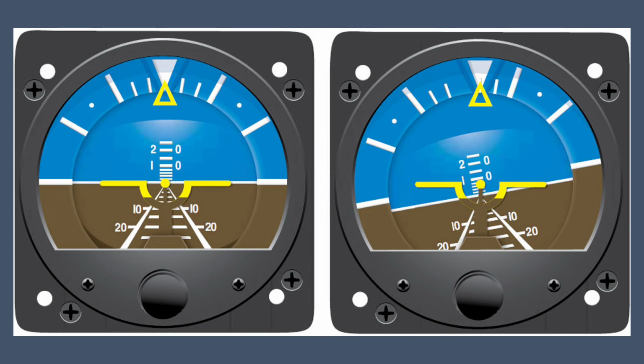Here we see an aircraft in level flight on the left instrument. The center horizontal lines indicate the angle of pitch, and the lines in the circle above the horizon indicate the angle of attack. In the instrument on the right, the aircraft is in a climbing right turn.